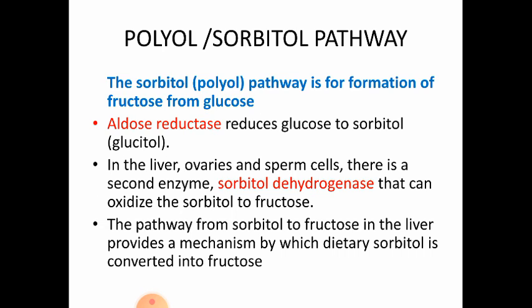That is by sorbitol dehydrogenase helping in this step. The pathway from sorbitol to fructose in the liver provides a mechanism by which dietary sorbitol is converted into fructose. In liver, ovaries and sperm cells, there is a second enzyme called sorbitol dehydrogenase, which oxidizes sorbitol to fructose. So, fructose is the main source of energy for these cells, and it is synthesized from sorbitol by the sorbitol dehydrogenase enzyme. This pathway is called the sorbitol pathway. This pathway from sorbitol to fructose in the liver provides a mechanism by which dietary sorbitol is converted into fructose.